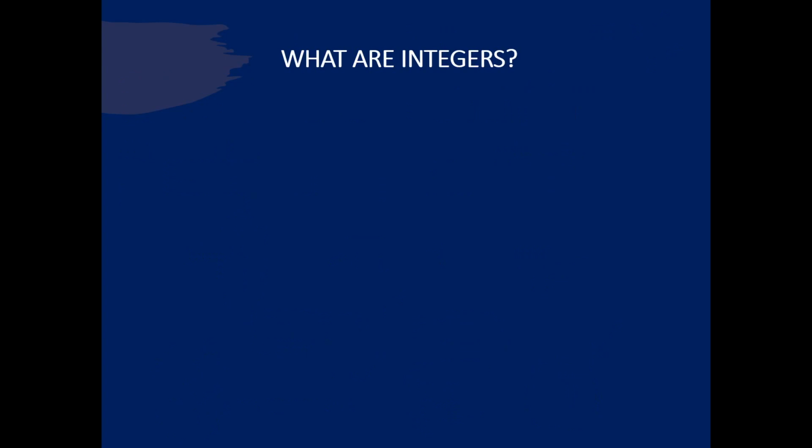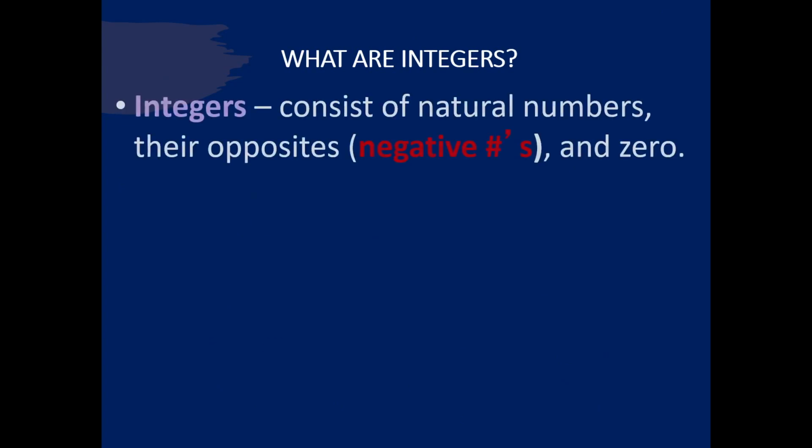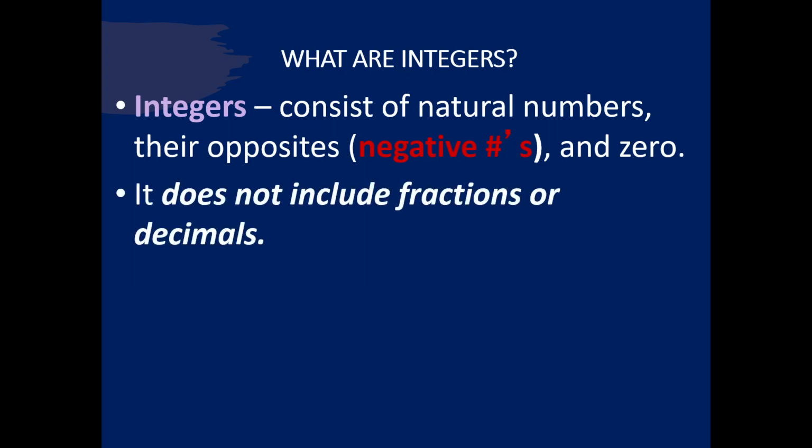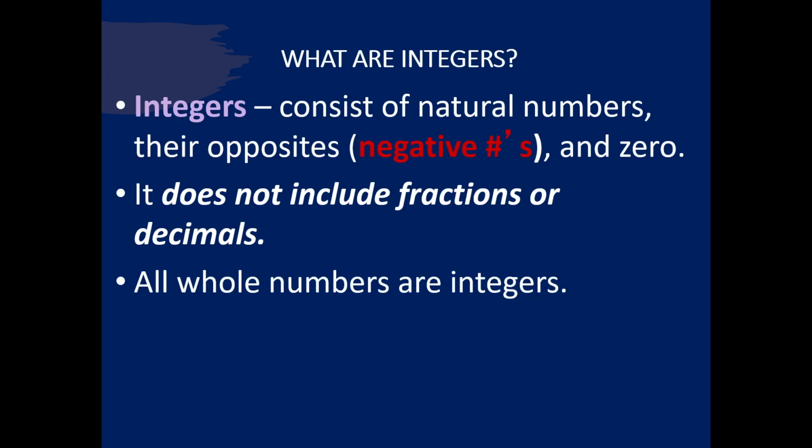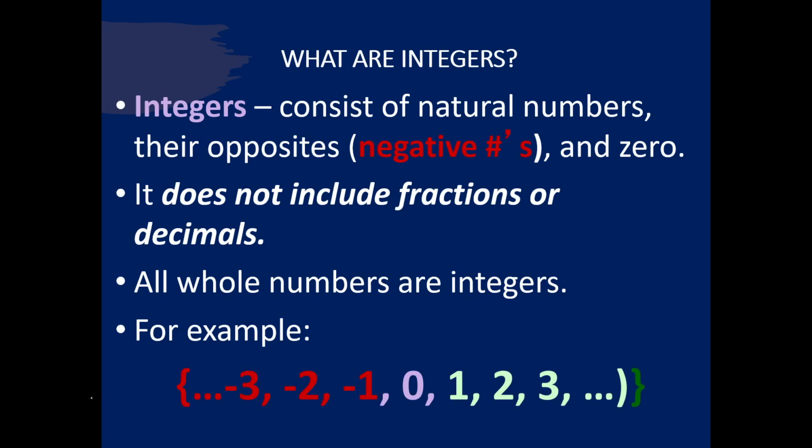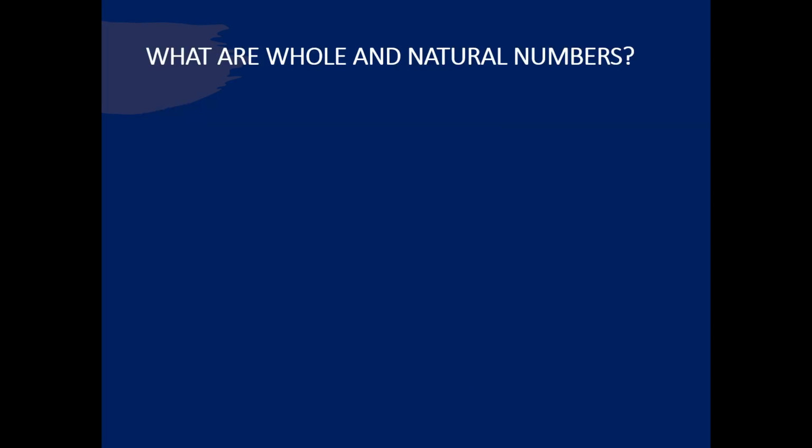Now let's move on. What are integers? Integers are natural numbers and their opposites. You call them the positive and the negative integers, and the zero. So it does not include fractions or decimals. And all whole numbers are integers. For example, there you go. So we have here the set of negative integers, the set of positive integers, and zero. Now, continue. These are all rational numbers. Now, a whole number and a natural number are also rational numbers.